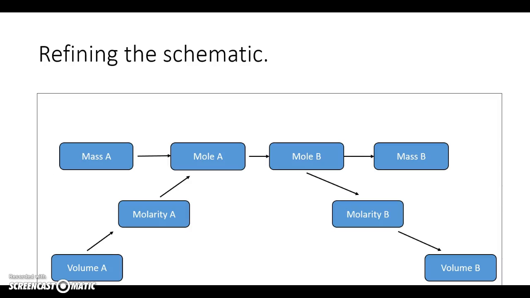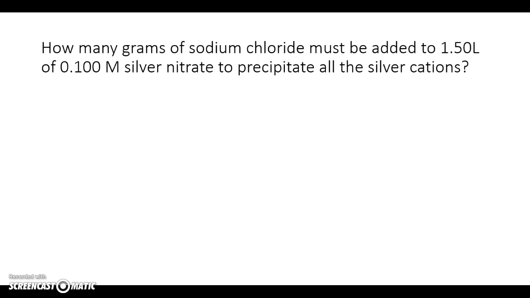So let's go back to the problem that we originally had as a solution stoichiometry problem, where it asks how many grams of sodium chloride must be added to 1.5 liters of 0.1 molar silver nitrate to precipitate all the silver cations. This is a problem you have as your sample A problem on the electronic or hard copy handout that I have given in class. So our first step is to write the chemical equation.